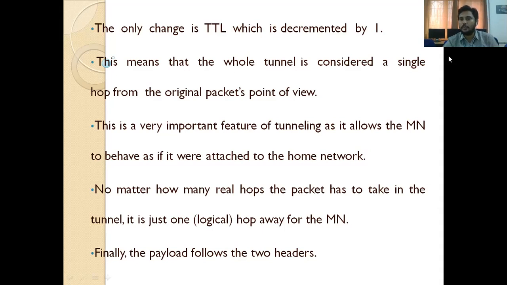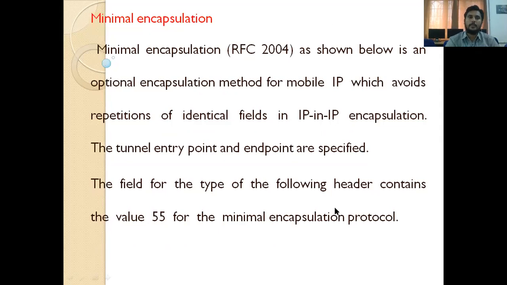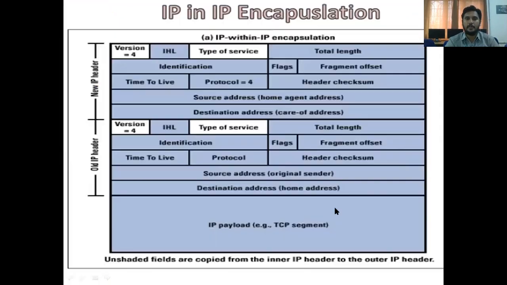So it is a very important feature of tunneling, as it allows the mobile node to behave as if it were attached to the home network. No matter how many real hops the packet has to take in the tunnel, it is just one hop away from the mobile node. Finally, the payload follows the two headers. That is IP in IP encapsulation: how an IP packet has a header added to another header. This is the old IP header and this one is the new IP header. Here the change starts from time to live.